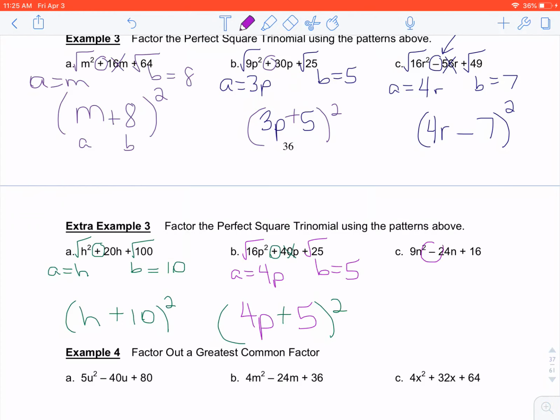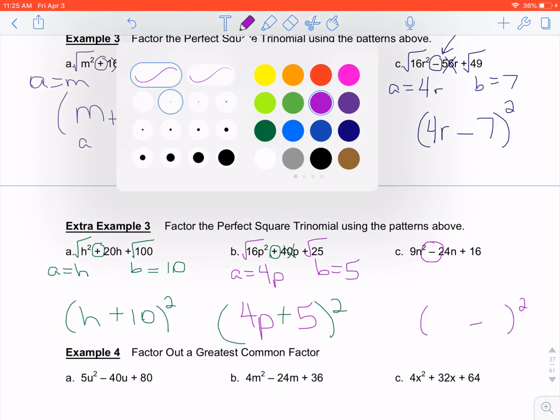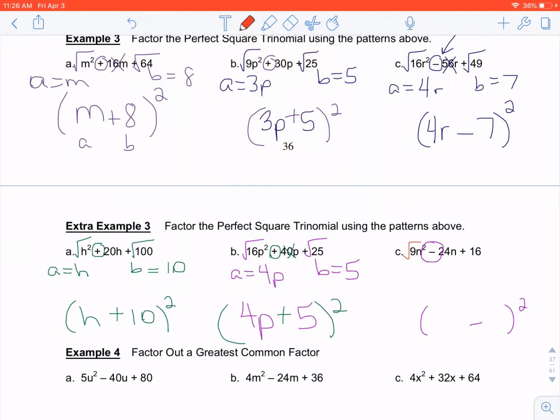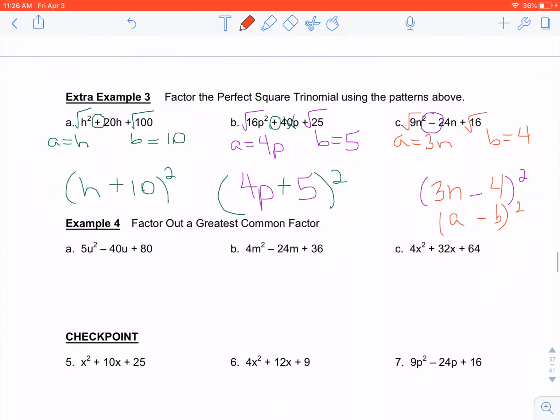The third one, there's a minus sign. So setting up my problem first, I'm placing a minus in the parentheses. And then square root of 9 is 3. Square root of n squared is n. Square root of 16 is 4. So 3n minus 4, or a minus b squared. So these work when we have 3 terms.